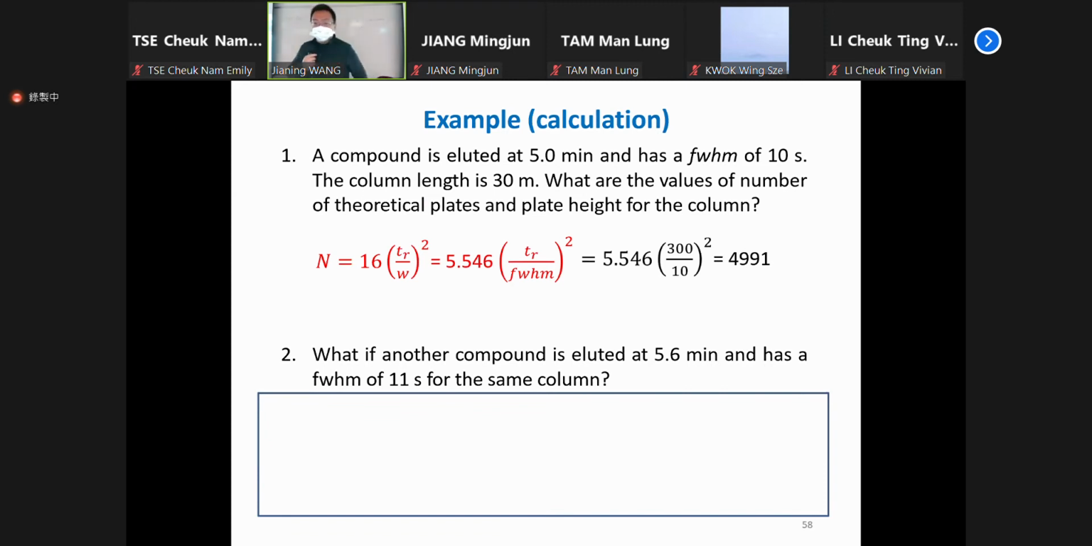Okay, we should transform the minute to the second, because this one is the second, so this is the minute. We don't make mistakes here. Right.